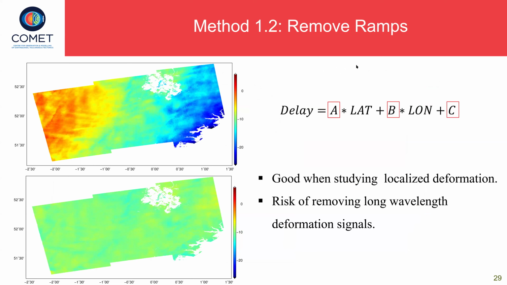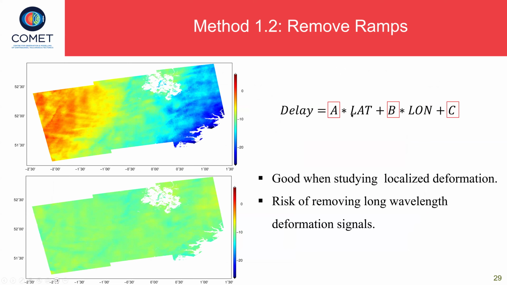And also you can assume this kind of equation. This is a ramp equation. This equation deals with the long wavelength effect much better. If your interferogram has this kind of long wavelength effect, you can see it's not correlated much with the elevation, but it has a very clear directional trend from east to west. So it's called the long wavelength effect.